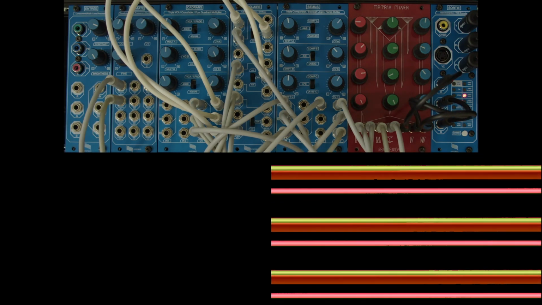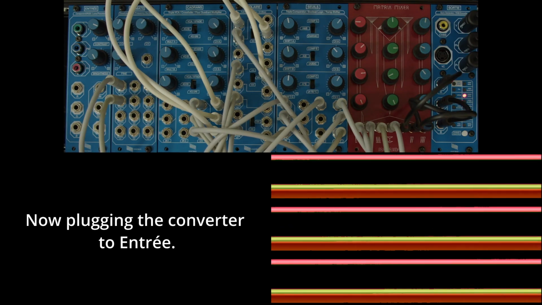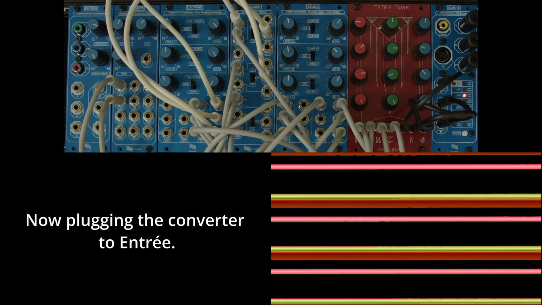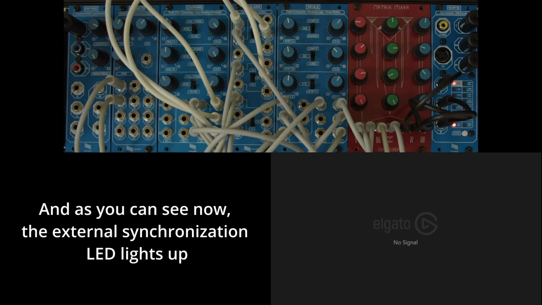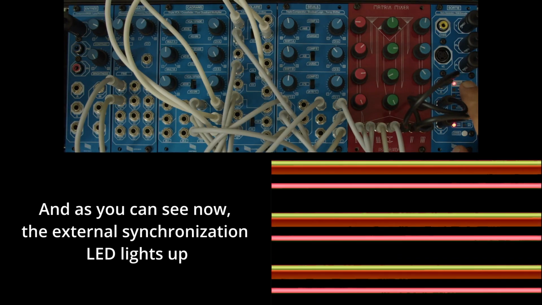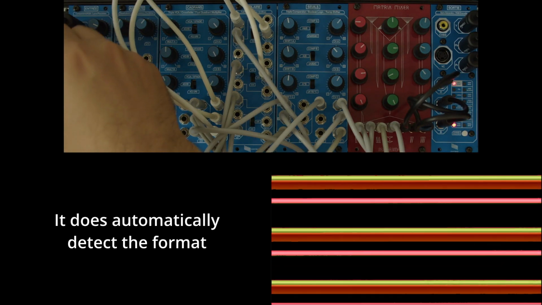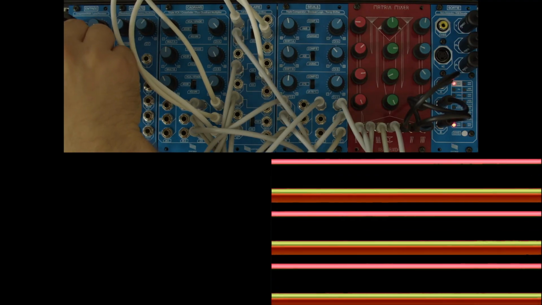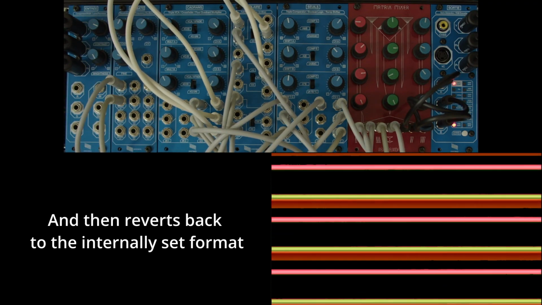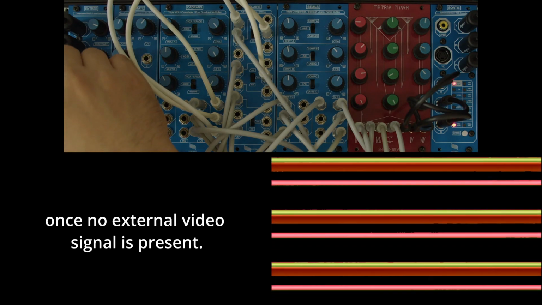So now plugging the converter to Entrée, and as you can see now, the external synchronization LED lights up and it's set to the external video format. It does automatically detect the format and switch to it accordingly, and then reverts back to the internally set format once no external video signal is present.